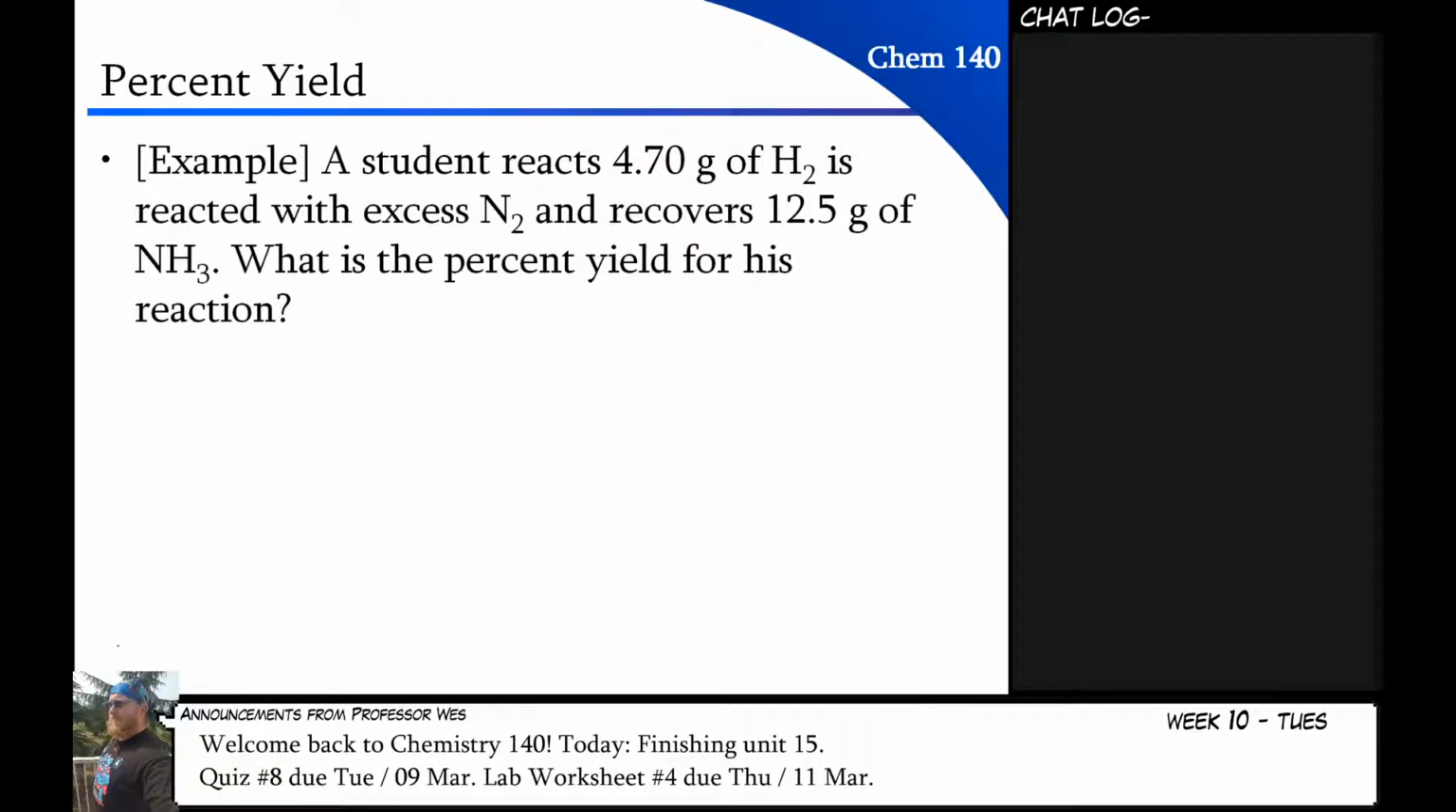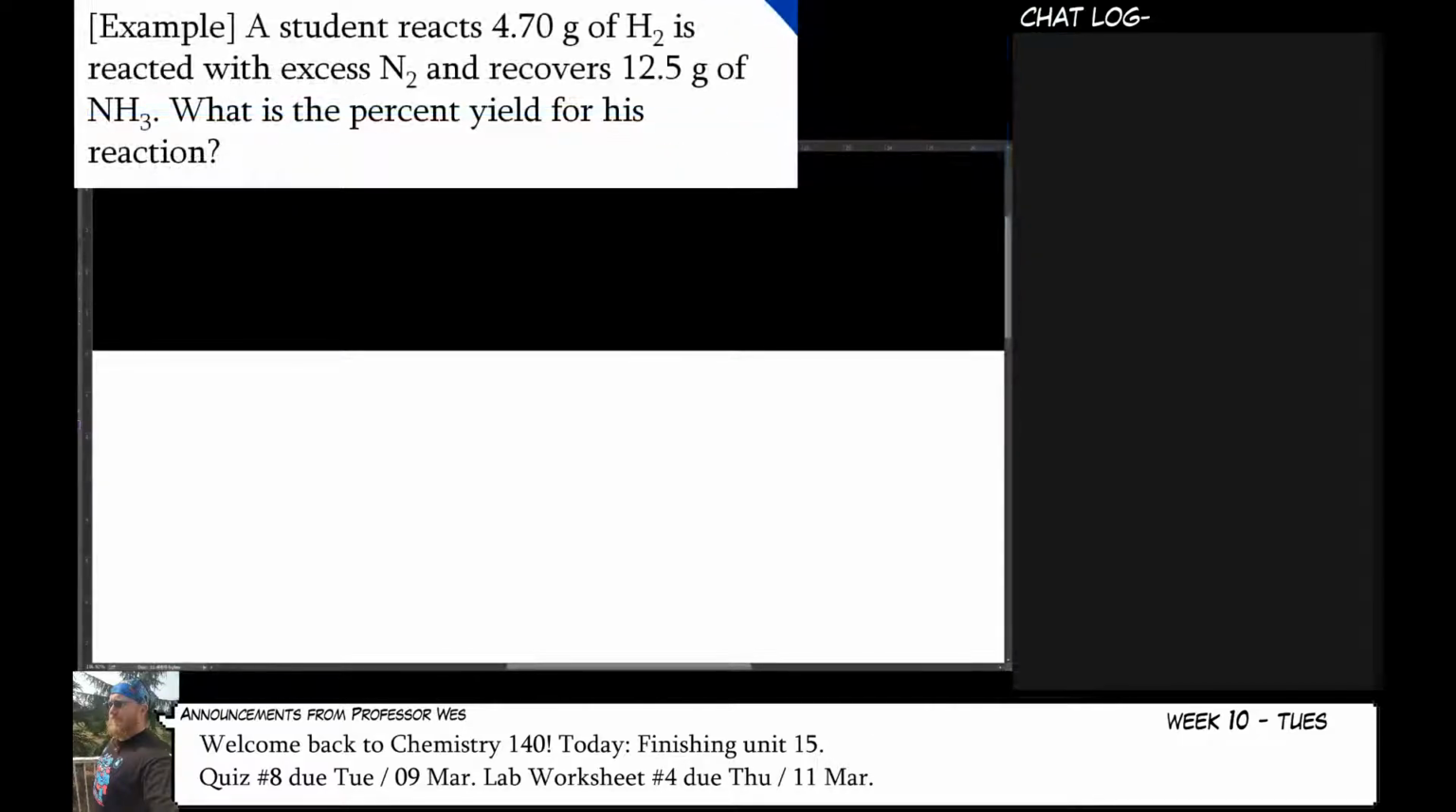So let's do some. I'm going to react 4.7 grams of hydrogen with excess nitrogen. So this is not a limiting reactant problem. This is just excess nitrogen. And I got 12.5 grams of ammonia. What is the percent yield for this reaction? Well, let's find out.